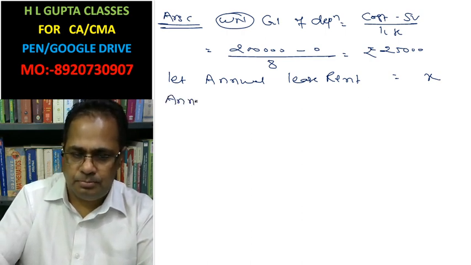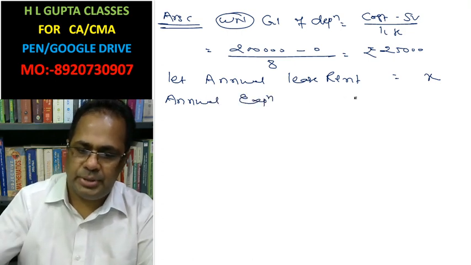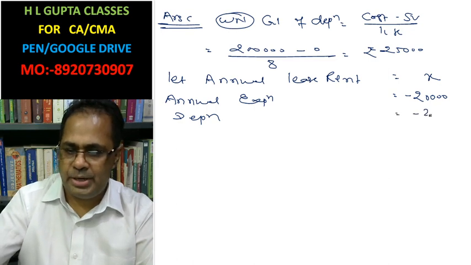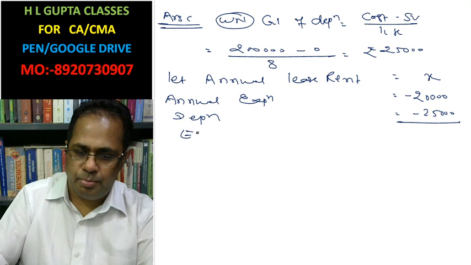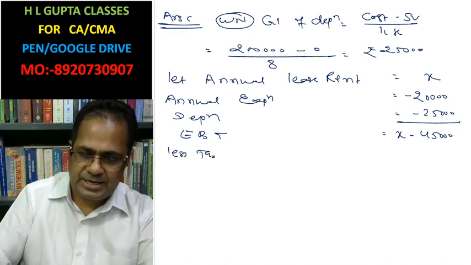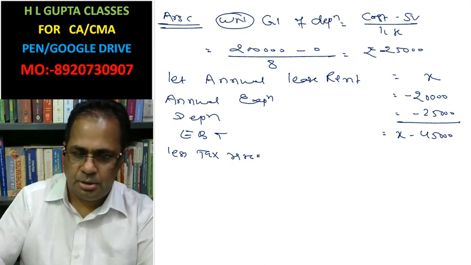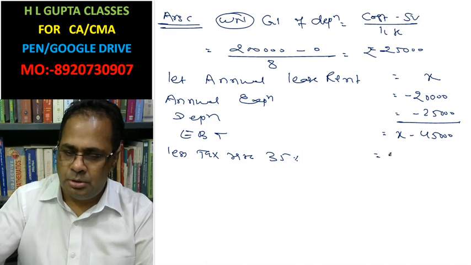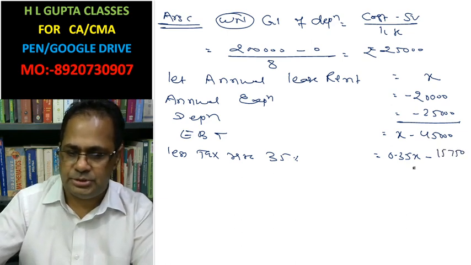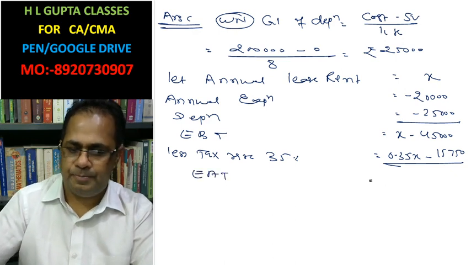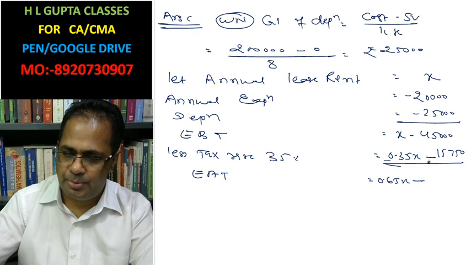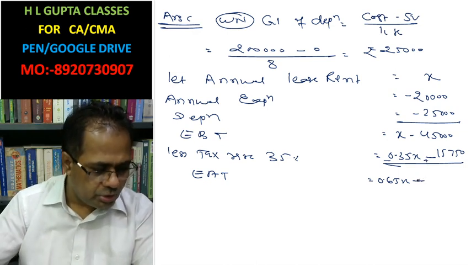Annual expenditure minus 20,000, depreciation minus 25,000, earning before tax x minus 45,000, less tax at 35%, 0.35x minus 15,750, earning after tax 0.65x, and this minus, if you do then this becomes plus, 29,250.